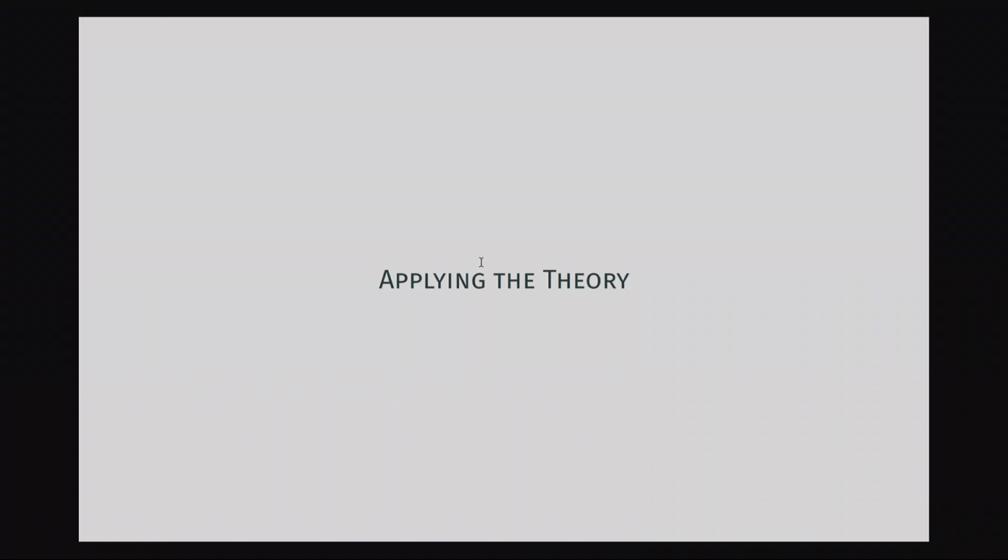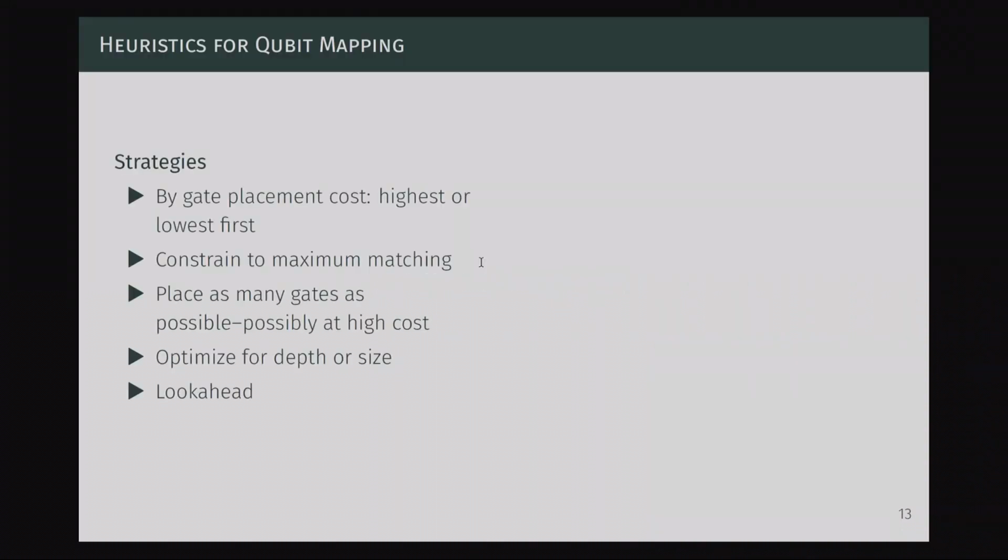So now we want to know how well does this actually perform in practice. To do that, we first need to solve this qubit mapping, and of course return to heuristics again, because this was NP hard. So there's many strategies you can mix and match here. You can try to place gates by highest or lowest cost first for some cost metric. We can constrain ourselves to maximum matchings. We can try to place as many gates as possible, but this may come at a high cost. We can optimize for depth or for size using routing via matchings or this token swapping. We can use look-ahead to try to see where we want the qubits to be in the future, but that's very expensive.